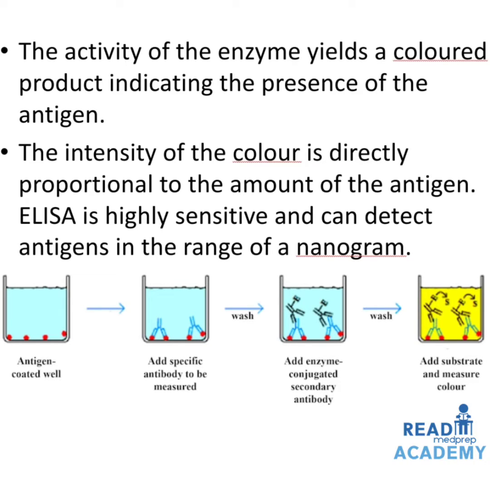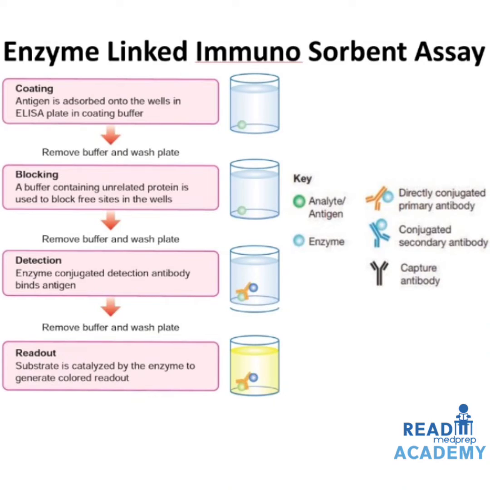In the image below, you can see where in the last image, after washing the test, the substrate is added and the color is measured. Here, to sum up the enzyme-linked immunosorbent assay, first coating is done. Antigen is adsorbed onto the wells in ELISA plate in coating buffer, and then the buffer is removed and the plate is washed. Blocking is done.